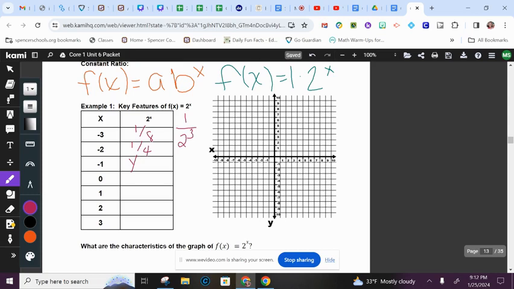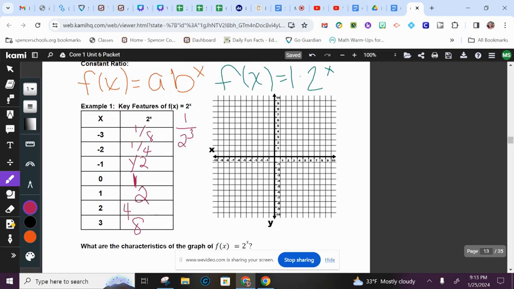2 to the negative first power is 1/2. And then 2 to the 0 power is 1. Anything to the 0 power is 1. 2 to the first power is 2. 2 to the second power is 4. And 2 to the third power is 8. So we're going to go ahead and try to graph that.